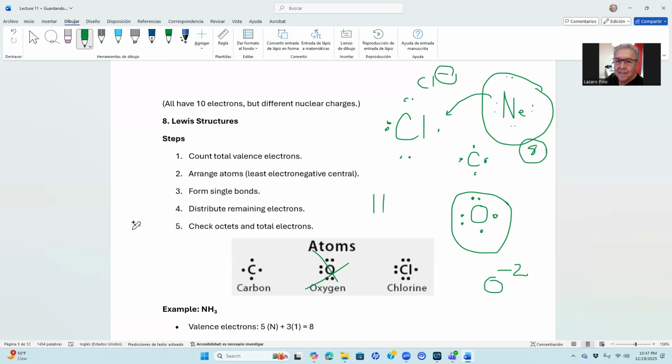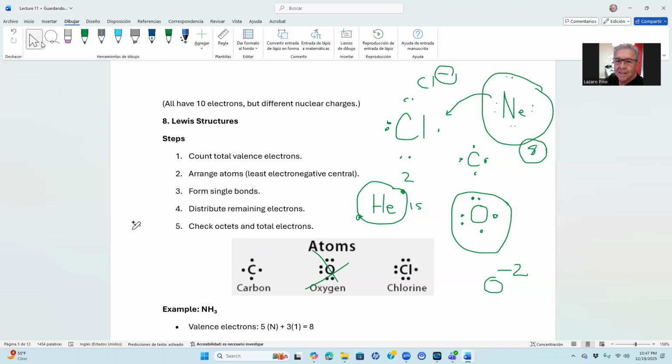Only in the case of helium, helium has the electrons in the first level, in the 1s, and this level only allows 2 electrons. Then the stability in this case for helium is 2 electrons.